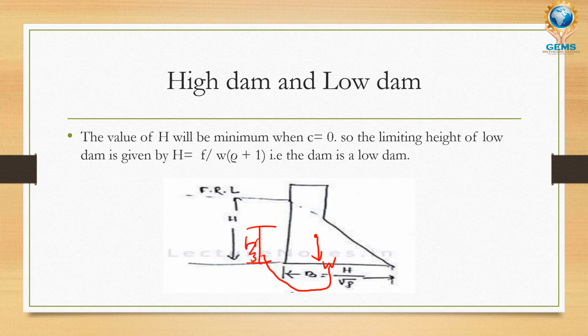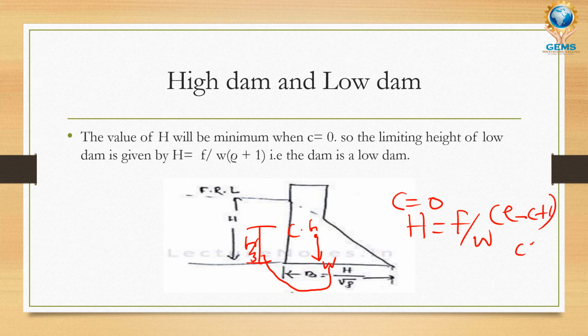This force has a constant value, c is equal to 0. So when h is equal to F by W into rho minus c plus 1, and your value c is 0, then h is equal to F by W into rho plus 1. Could you understand this?